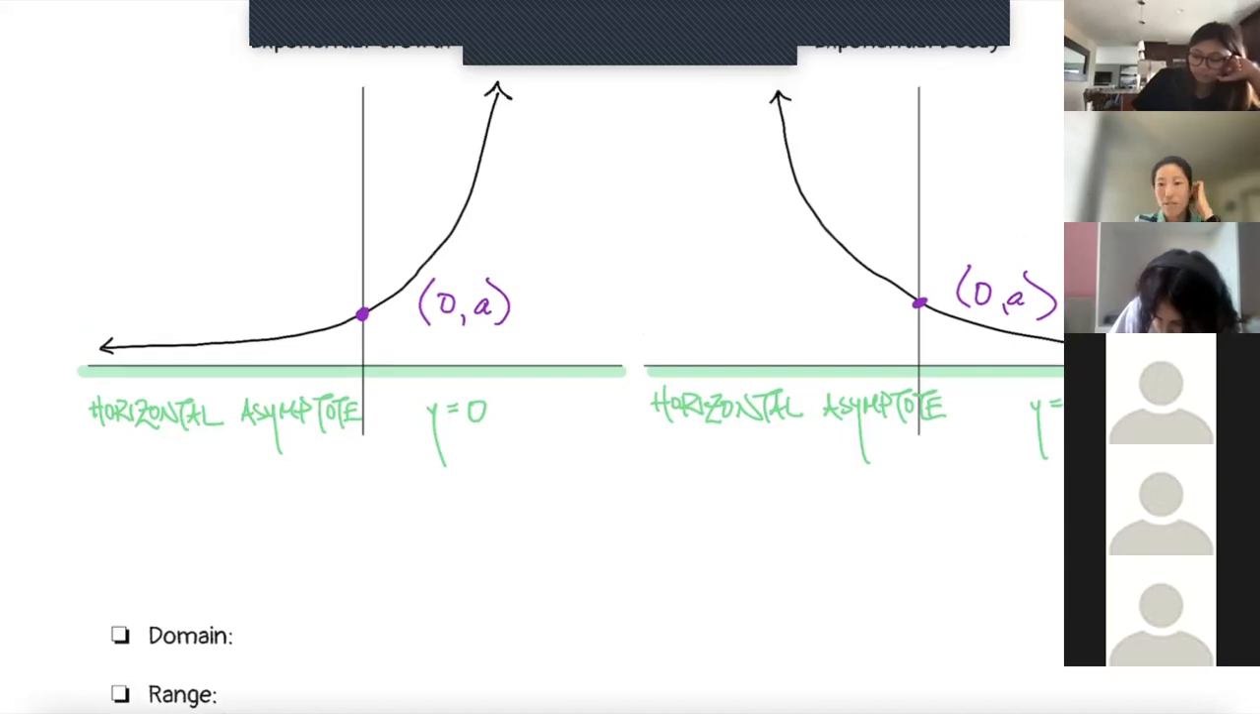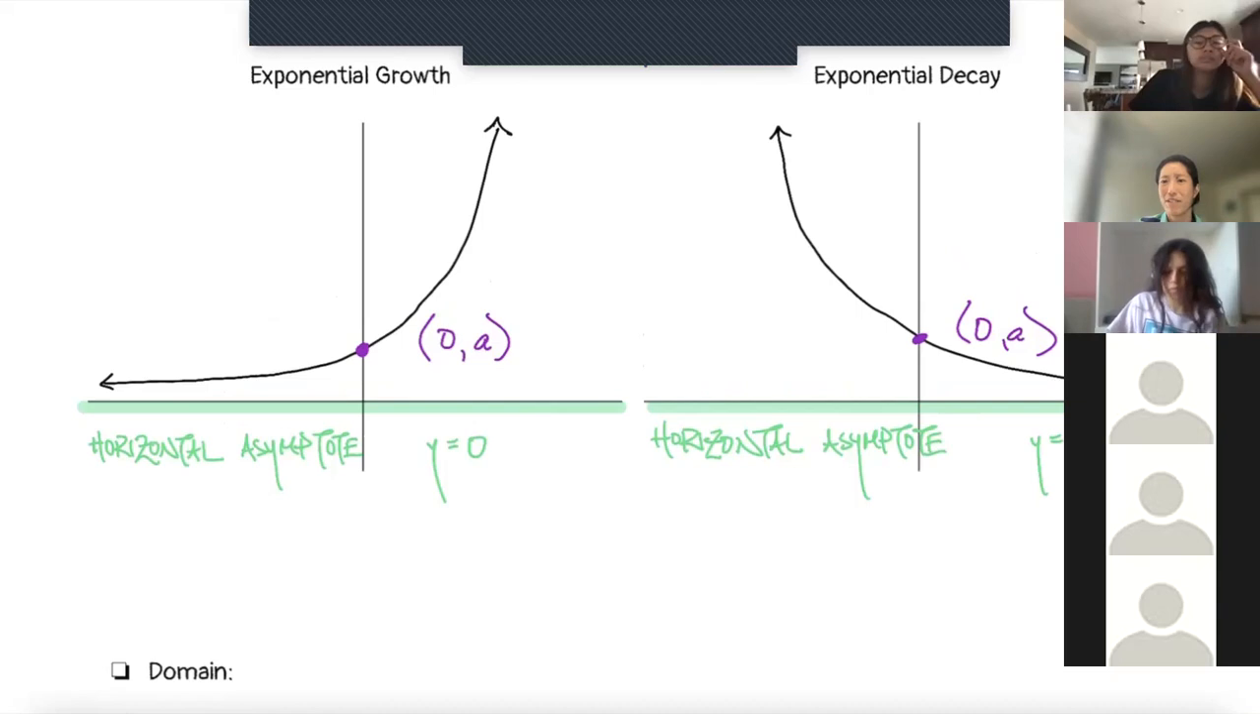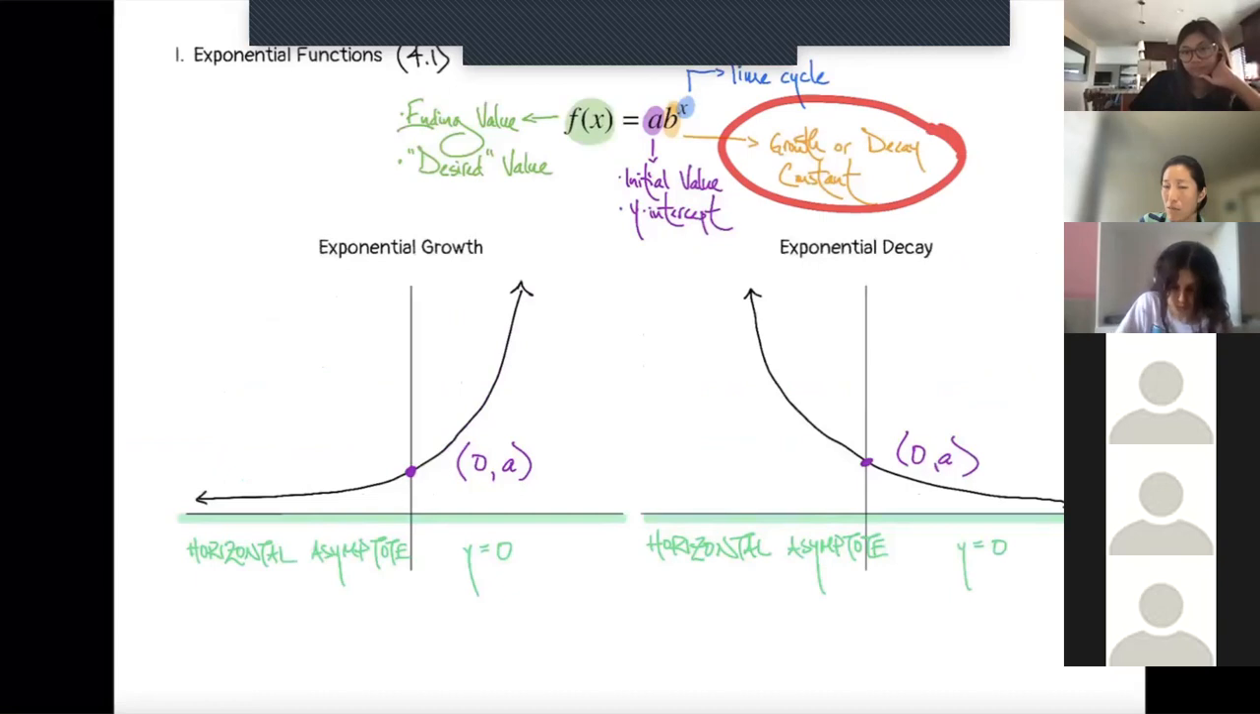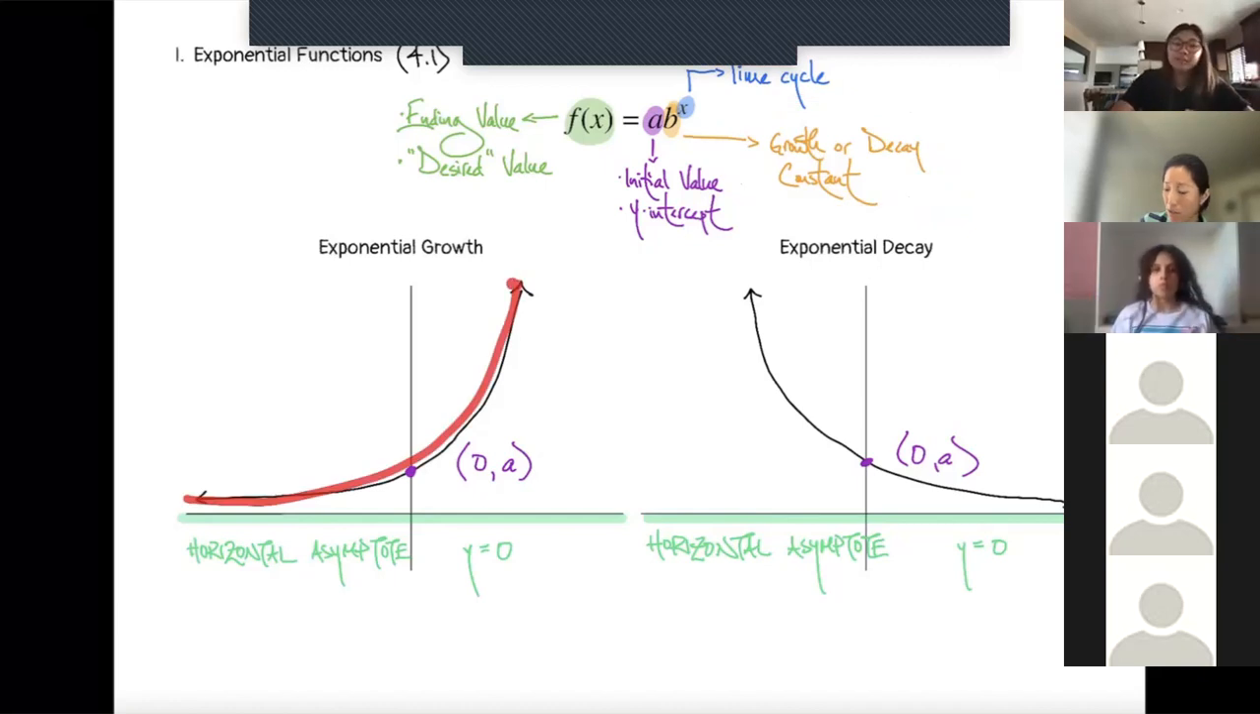Now you might be sitting here looking at these two graphs and saying, well, if these are all the things that are the same about them, how in the world would we even be able to tell how they're different based on the equation? And it turns out that the orange b, our growth or decay constant, is the thing that tells us whether our graph is going to look like the growth function or whether it's going to look like the decay function. Okay.